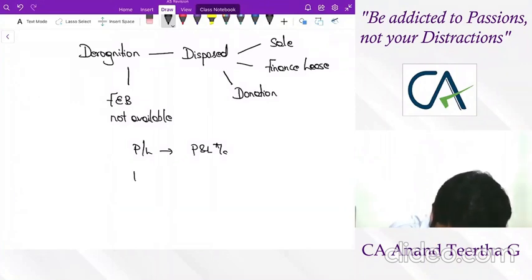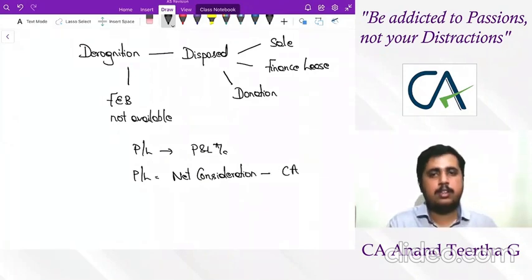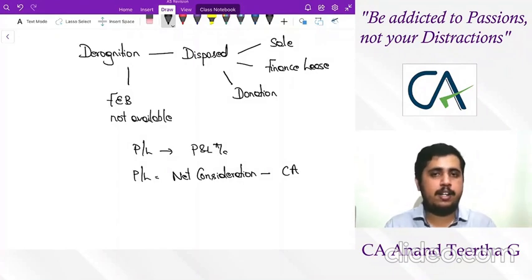How do you calculate profit or loss? It is equal to net consideration or sale proceeds minus carrying amount. So that will be your profit or loss. This profit or loss will be transferred to P&L. So this is how you have to consider how you take up the AS10 requirement.